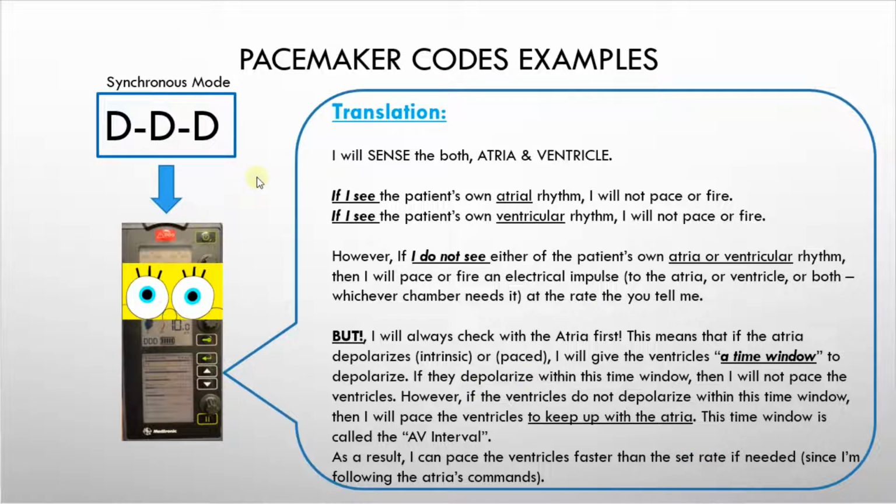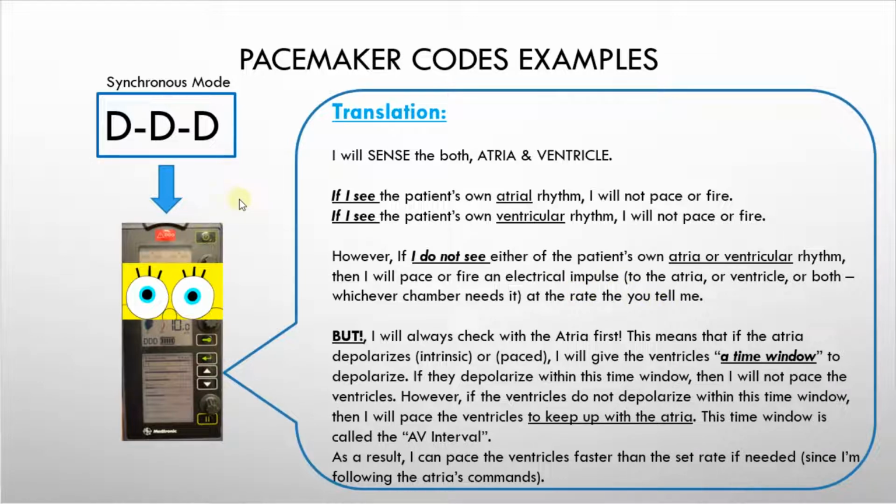So if we put DDD mode into the pacemaker, it will think, okay, I will sense both the atria and the ventricle because it's dual sensing. Then if I see the patient's atrial rhythm, I will not pace or fire. If I see the patient's ventricular rhythm, I will not pace and fire. Okay, so far it is the same. However, if I do not see the patient's ventricular rhythm, I will pace the atria or the ventricle or both as needed. So far it is identical to DDI.